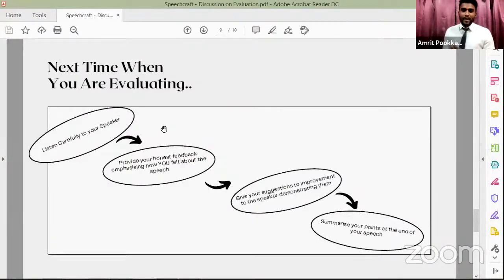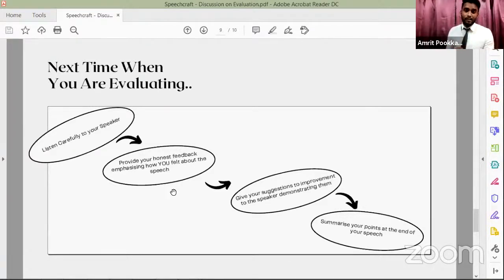So next time, dear speech crafters, when you go on stage and do that evaluation speech, please follow these 4 golden rules or this particular process. Number 1, listen carefully to the speech. Actively listen to that with all your mind and ears, and provide your honest feedback, emphasizing how you felt about the speech. It should be your honest opinion.